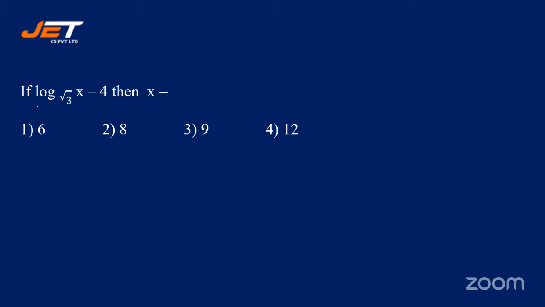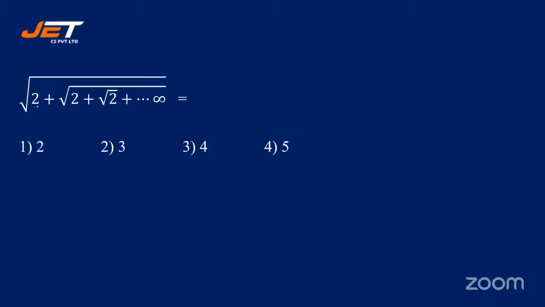So it should be option 3, which is 9. All right. See the next question. A very interesting and a very common question. Root 2 plus, again inside root 2 plus, and so on till infinity will be what? So when such a question comes, you don't have to work out at all. After working out, you are getting a very derived answer, which is option 1. That is 2. All right.